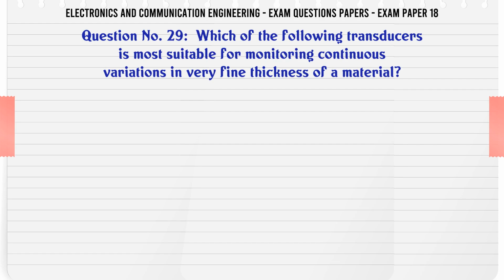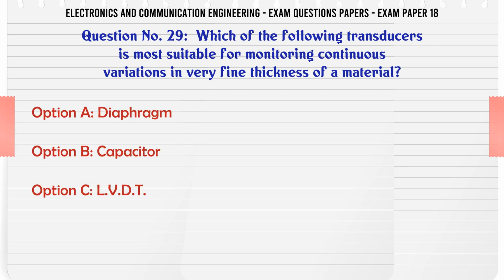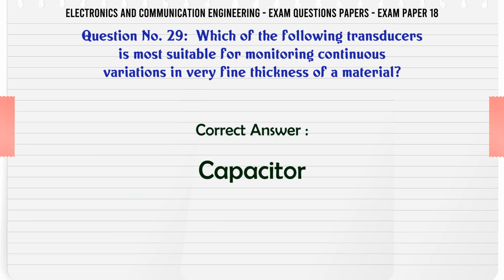Which of the following transducers is most suitable for monitoring continuous variations in very fine thickness of a material? A. Diaphragm, B. Capacitor, C. LVDT, D. Piezoelectric crystal. The correct answer is capacitor.